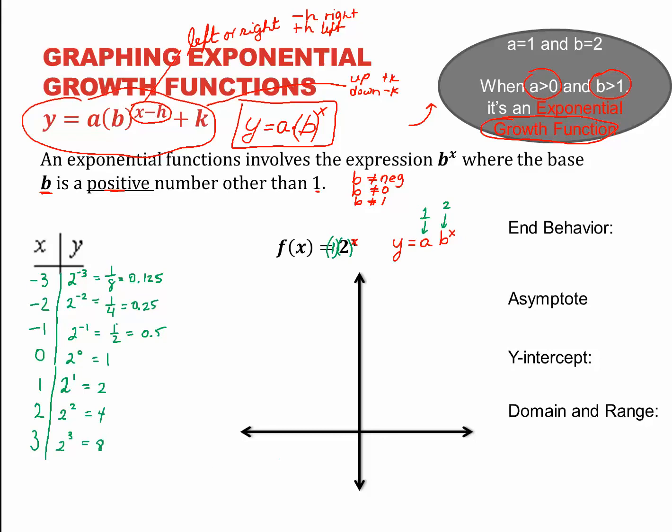And what we're going to do is plot this. Now you notice that your x's go from negative 3 all the way to positive 3. So negative 1, negative 2, negative 3, 1, 2, 3. And the y values go from 0.125 all the way up to 8. 1, 2, 3, 4, 5, 6, 7, 8.